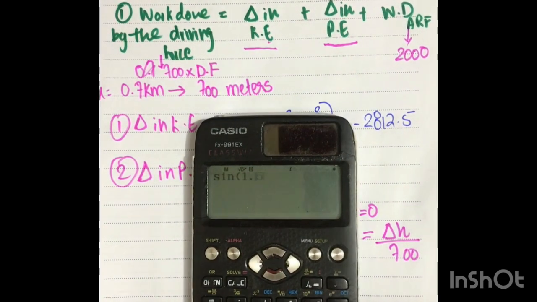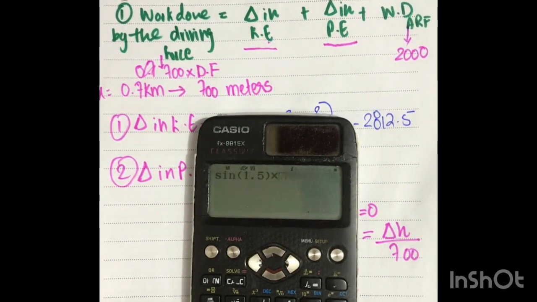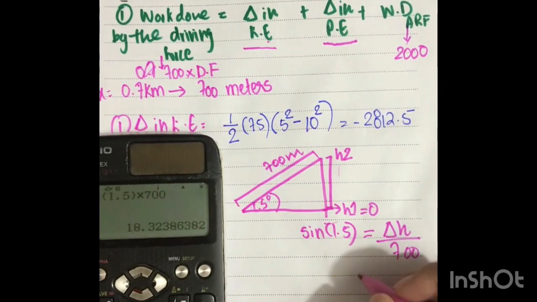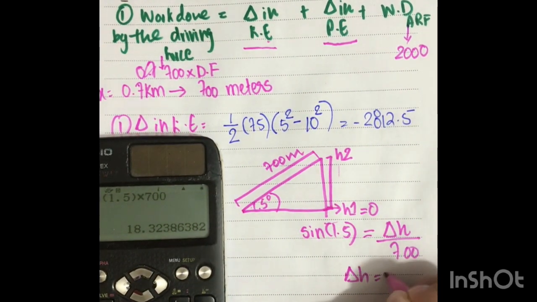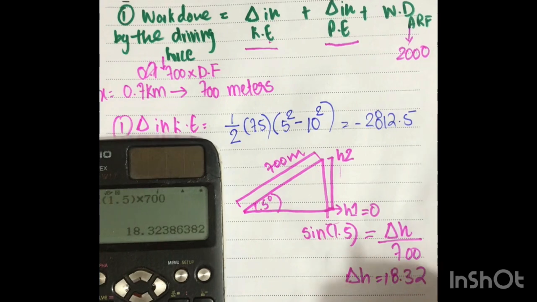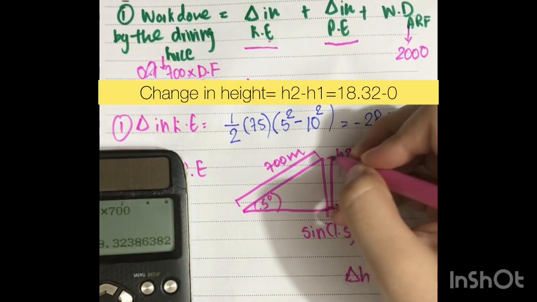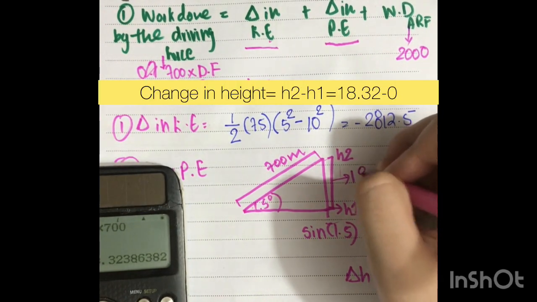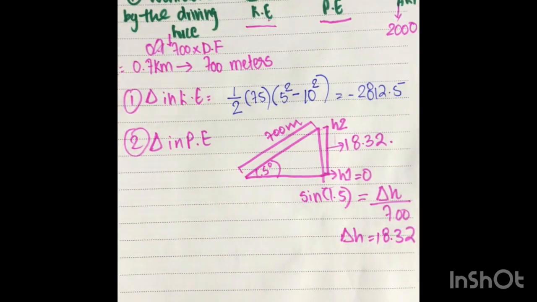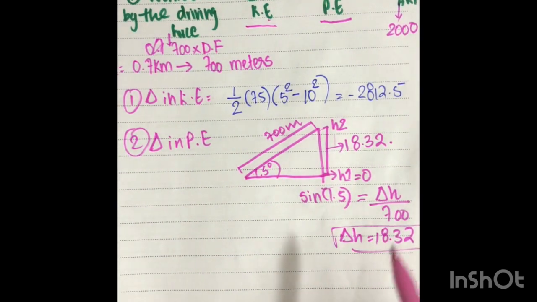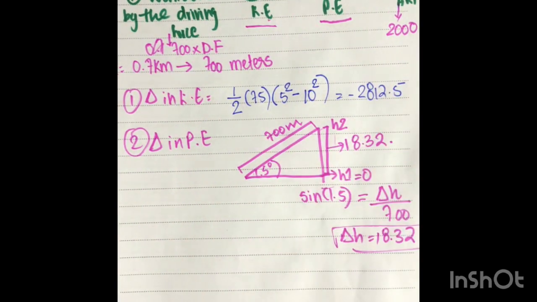So sine 1.5 multiplied by 700. So the change in height is 18.32. So this whole side is 18.32. Now we're going to substitute these values in this formula.